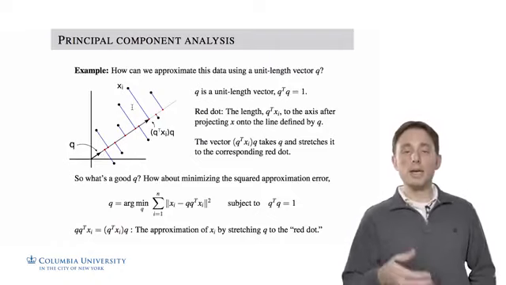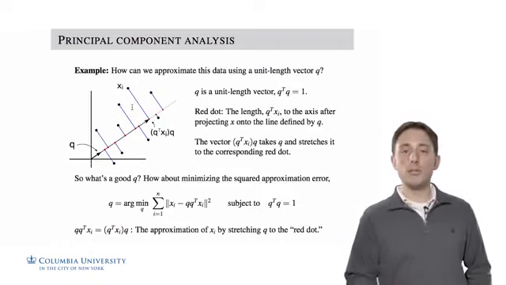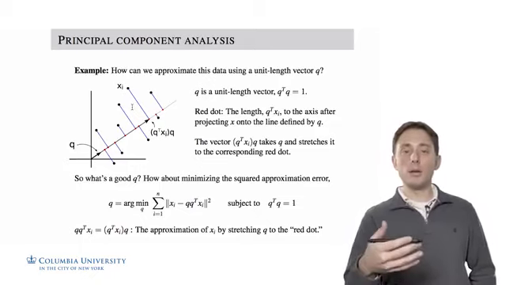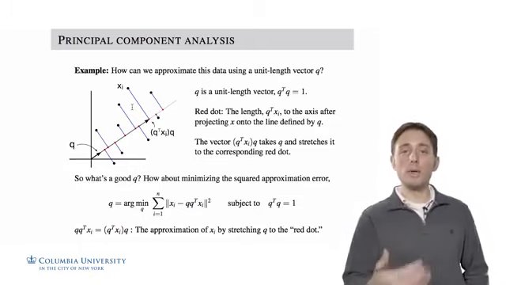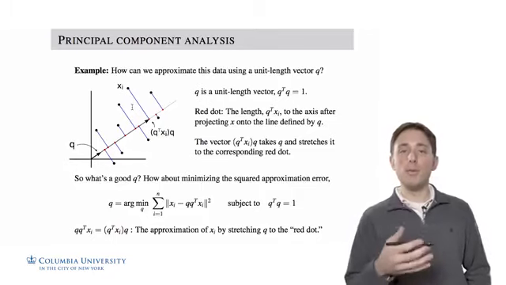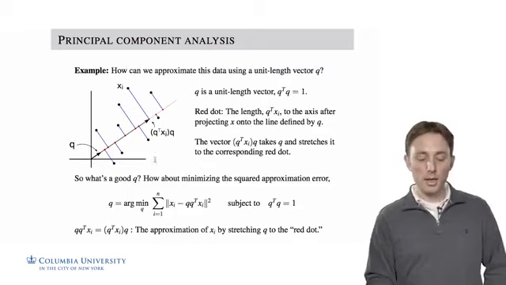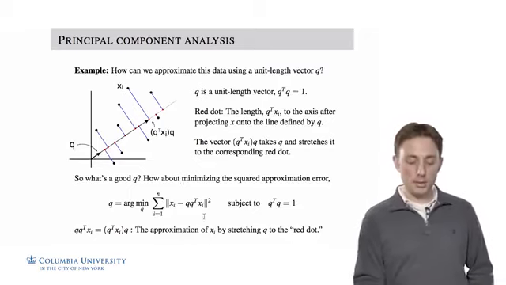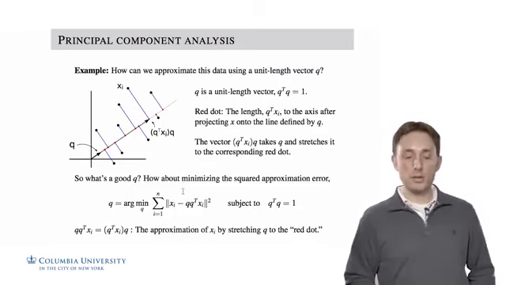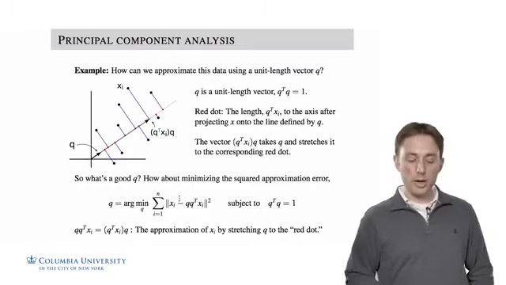To do this, we again have to set up an objective function, a mathematical measure of quality that we can then minimize to say we found the best vector q according to this measure of quality. The way that we do this, which is no surprise, is the squared error. So we take the squared error term of this approximation.